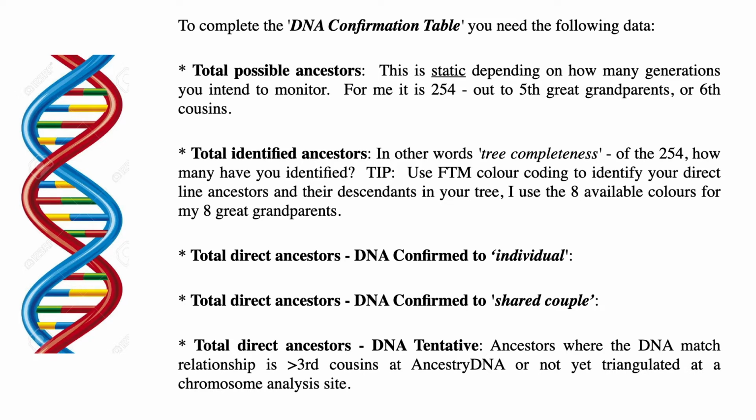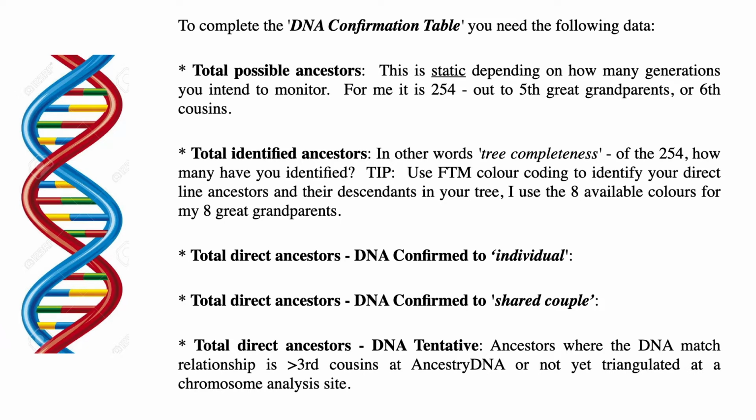As I said earlier, the first one, total possible ancestors, is a static number, depending on how many generations you want to measure your success to. So for me, it's 254 out to 5th great-grandparents. The next 4 points, total identified ancestors, total direct ancestors confirmed to an individual or a shared couple, or DNA tentative ancestors, are all used gathering the information via a FTM filter.